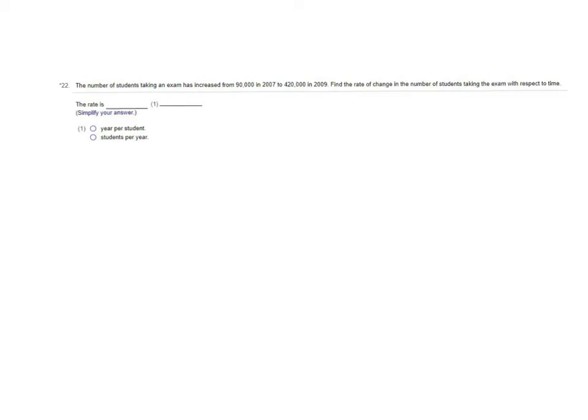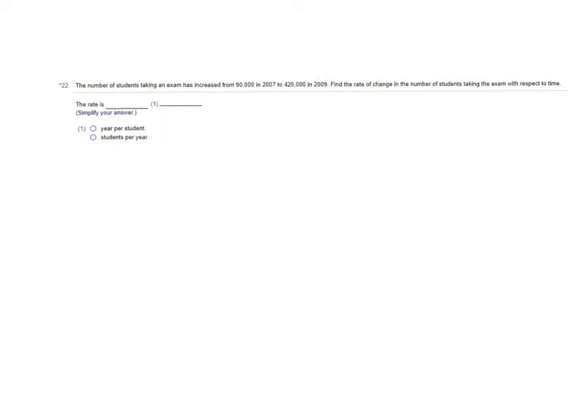All right, we're on to the next part of the Chapter 5 test, starting with number 22. Number 22 says the number of students taking an exam has increased from 90,000 in 2007 to 420,000 in 2009. Find the rate of change in the number of students taking the exam with respect to time. And then it asks us to figure out what our rate of change is.